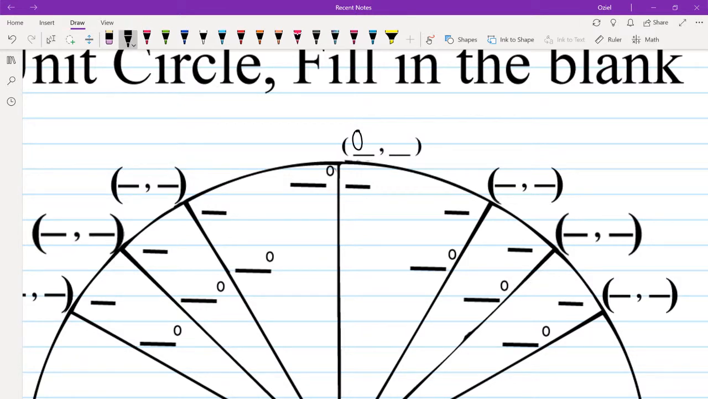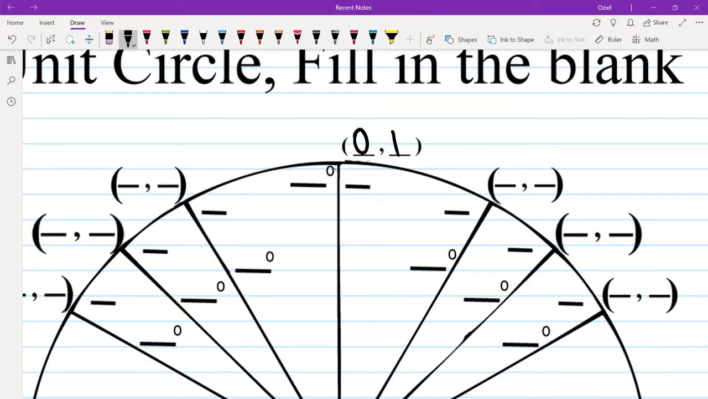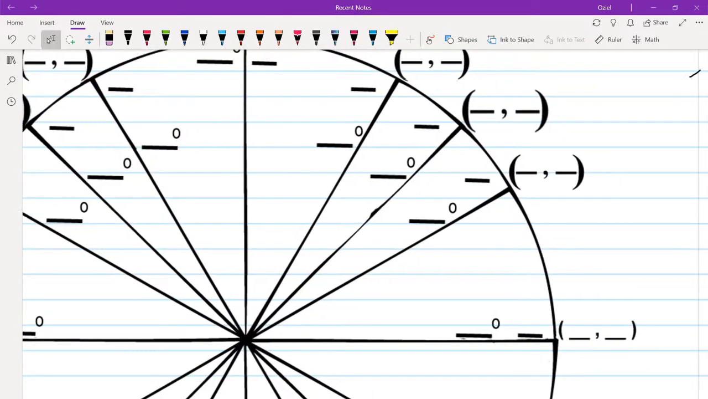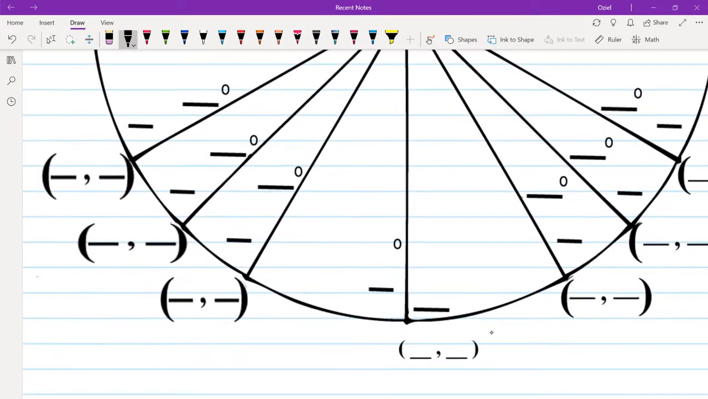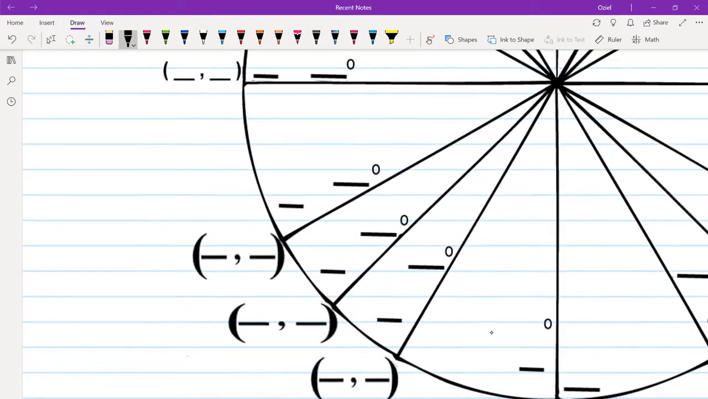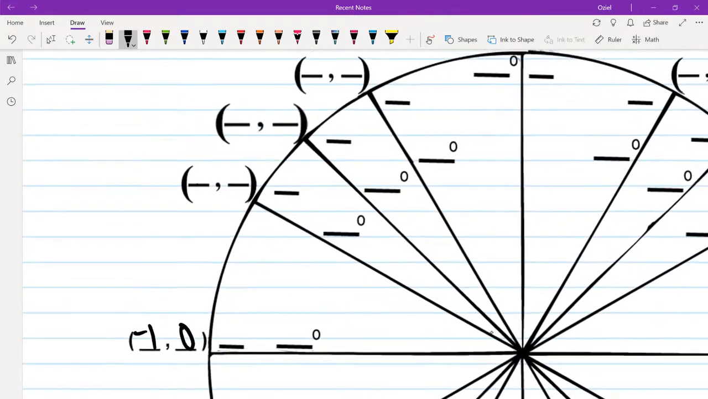So one of the things that I like to start with is doing each one of these. For the y-intercepts and the x-intercepts, you do 0, 1, and then over here you have 1, 0. And then over here you would have 0, negative 1. And then over here you would have negative 1, 0. And that's the easy part.